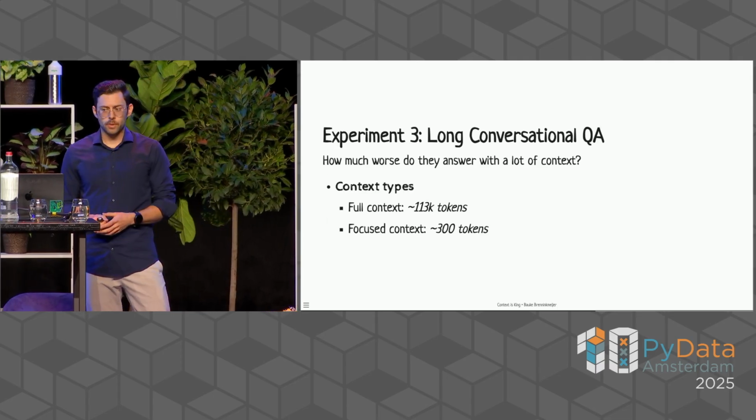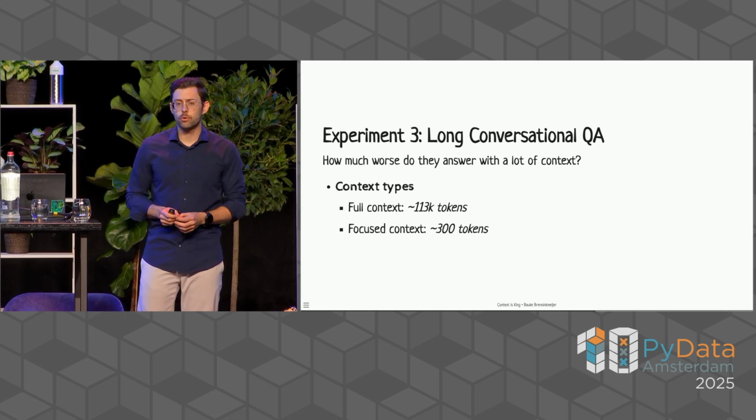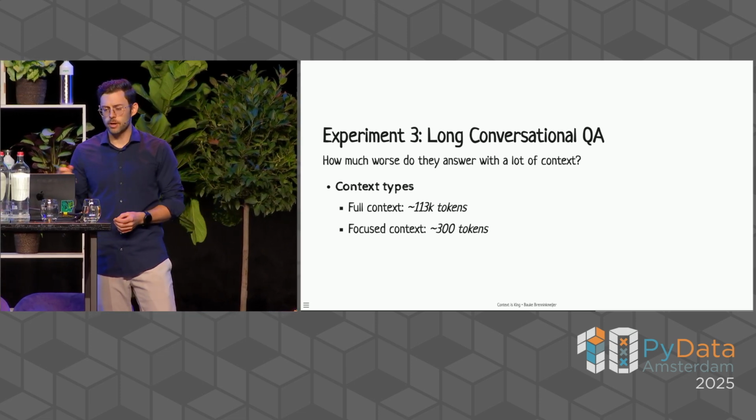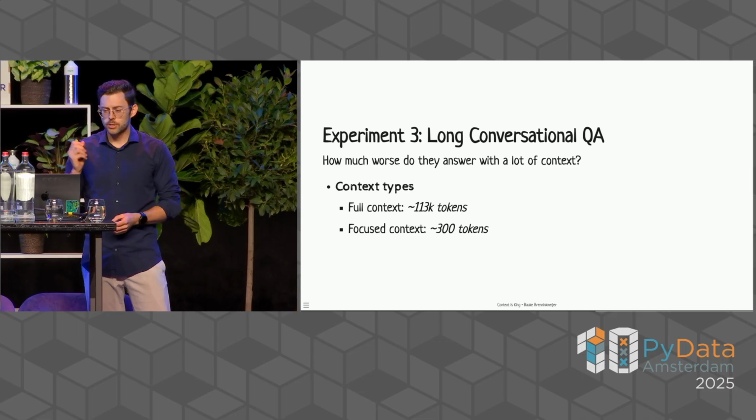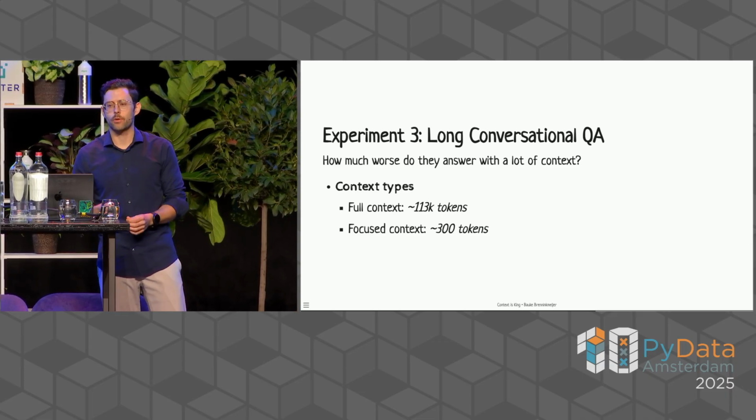Experiment 3. This one is about long conversation QA. I think this is a very interesting experiment. The question here was how much worse do they answer with a lot of context?